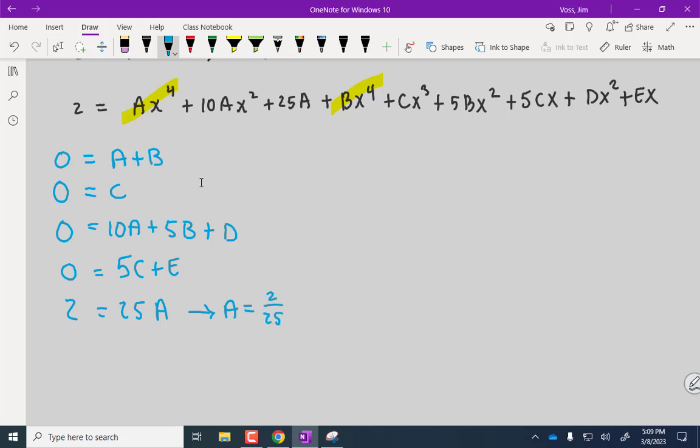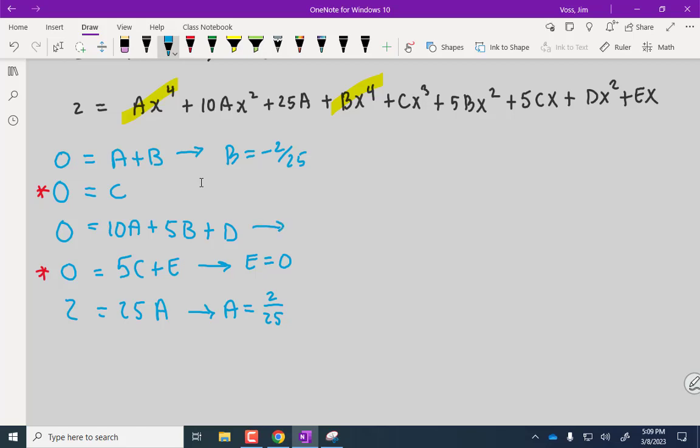C is equal to 0, so do you agree that E is also equal to 0? Yes. So if C is 0, E is 0. How come you were able to solve that like that? If C is 0, plug in 0 here. So we have these two zeros right there. All right, so what's left? What's B? Negative 2 over 25. So now we have everything except D.